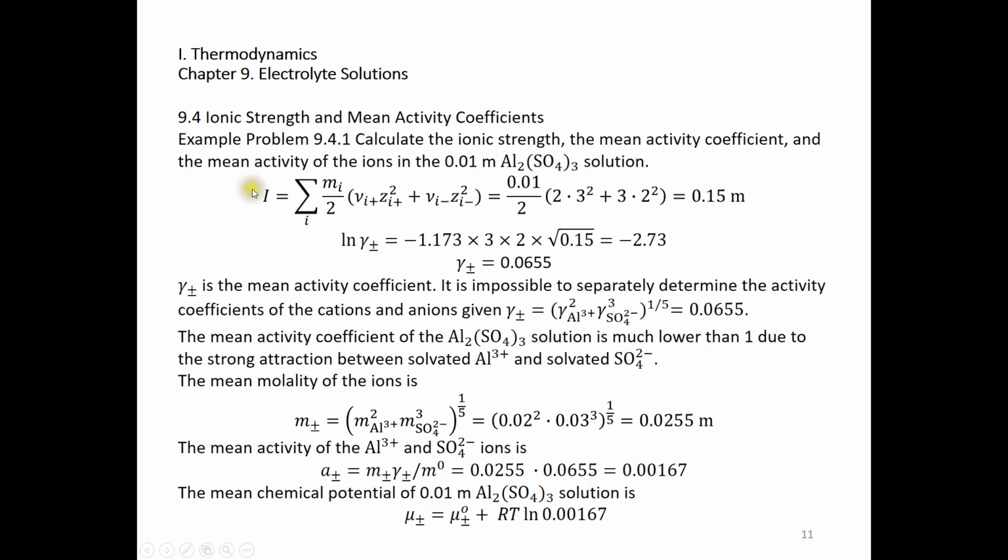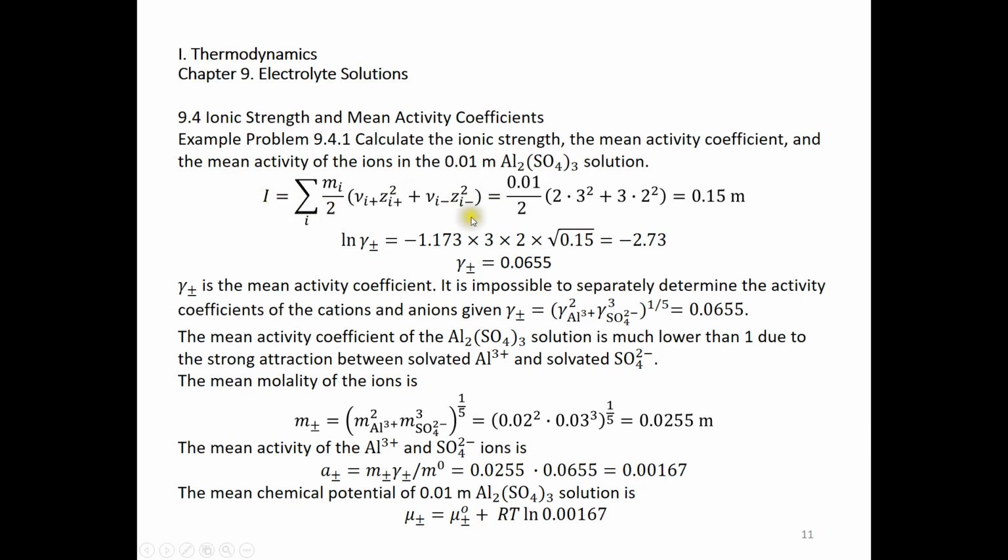Now let's look at another numerical example problem, 9.4.1. Calculate the ionic strength, the mean activity coefficient, and the mean activity of the ions in this 0.01 mole aluminum sulfate solution. So first, let's look at its ionic strength.